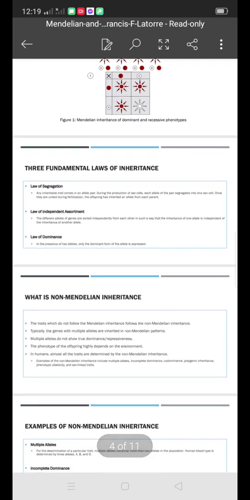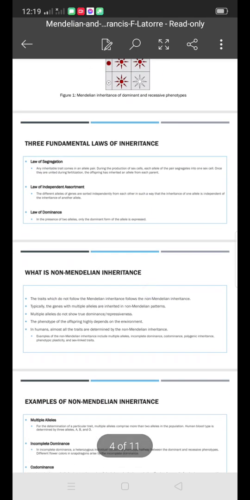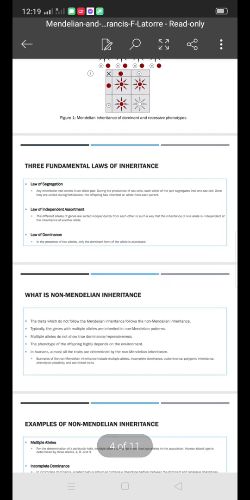There are three fundamental laws of inheritance: the law of segregation, the law of independent assortment, and the law of dominance. When we say law of segregation, any inherited trait comes in an allele pair. During the production of sex cells, each allele of the pair segregates into one sex cell. Once they are united during fertilization, the offspring has inherited an allele from each parent.